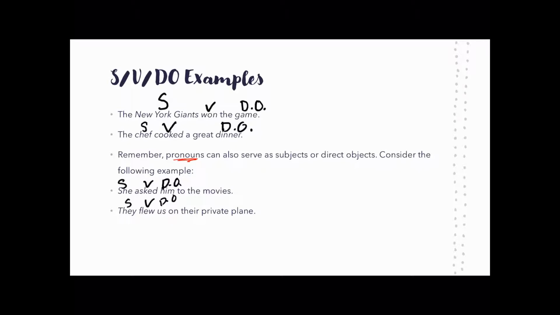Okay. And remember, pronouns can also serve as subjects or direct objects. Consider the following example. She asked him to the movies. She is a pronoun. She asked is our verb, and him is our direct object. Okay? They flew us on their private plane. Flew is our verb, right? You can physically do it. Who flew? They, right? So that's our subject. Who did they fly? Us. Okay?